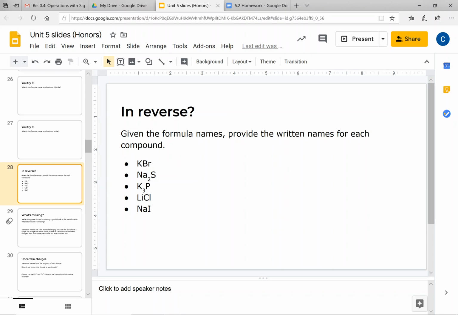So potassium bromide. Second one, sodium sulfide. The numbers don't matter. It doesn't change the name here. Sodium sulfide. Third here, potassium phosphide. Remember that "ide" suffix. Fourth one, lithium Li chloride, lithium chloride. And the fifth one, NaI, sodium iodide.